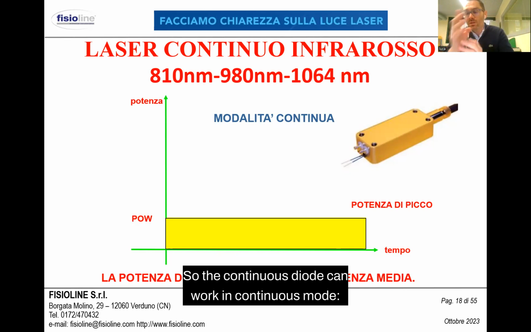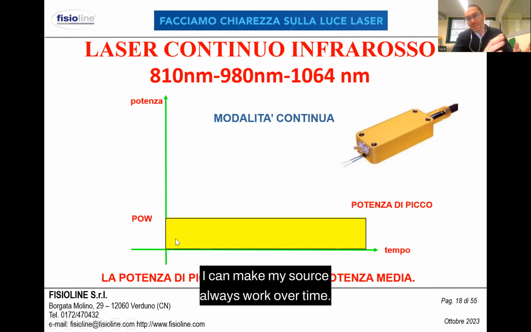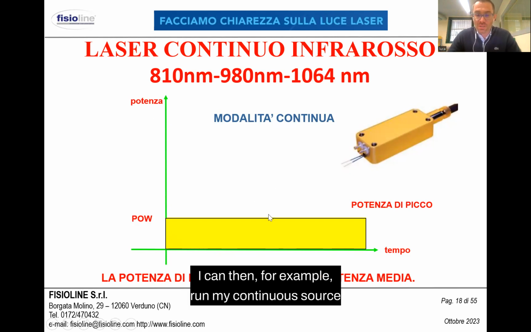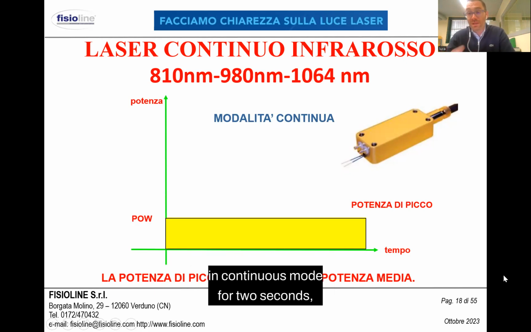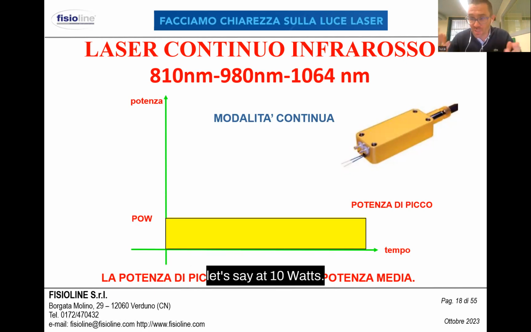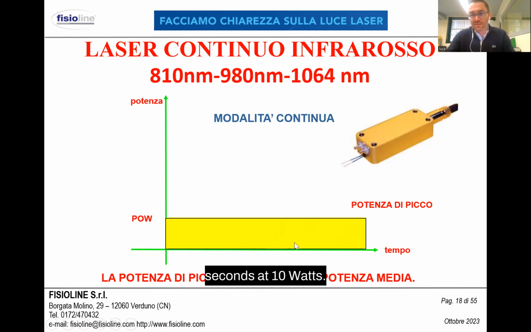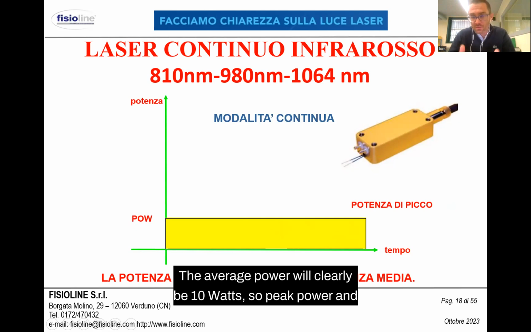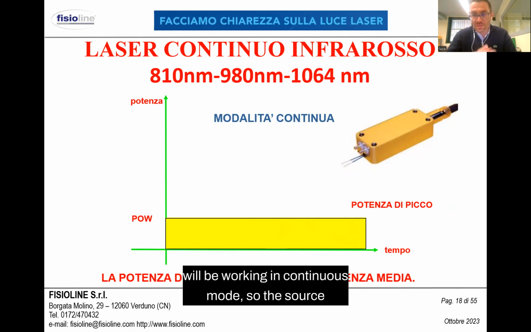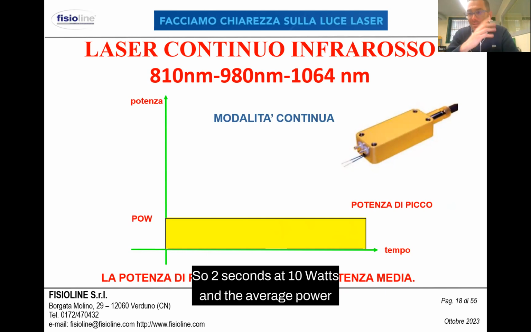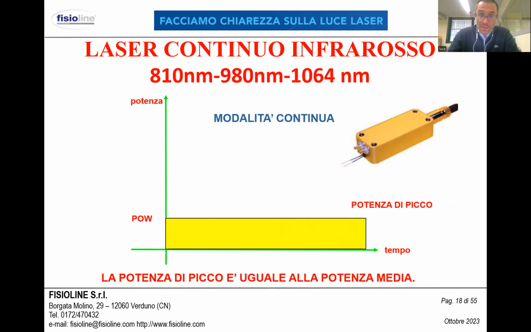So the continuous diode can work in continuous mode. I can make my source always work over time. How so? Let's look at this chart. X-axis, time, Y-axis, power. I can then, for example, run my continuous source in continuous mode for 2 seconds, let's say at 10 watts. Then I set my 10 watts, my source will work 2 seconds at 10 watts. The average power will clearly be 10 watts, so peak power and average power are exactly the same in this case, because we will be working in continuous mode, so the source always delivers. So 2 seconds at 10 watts and the average power will clearly be 10 watts.